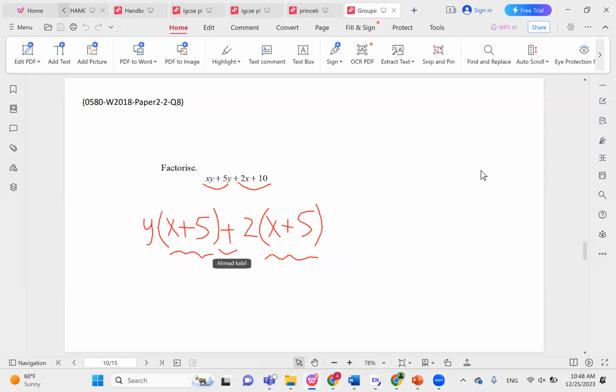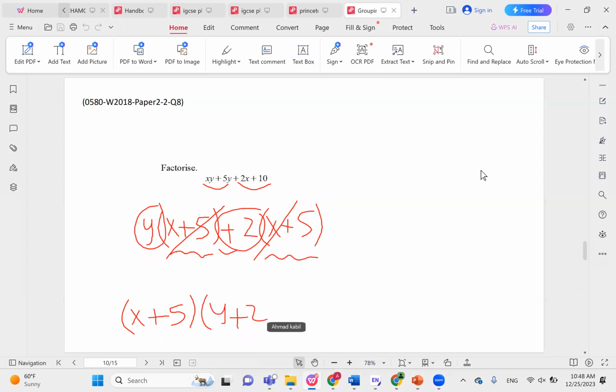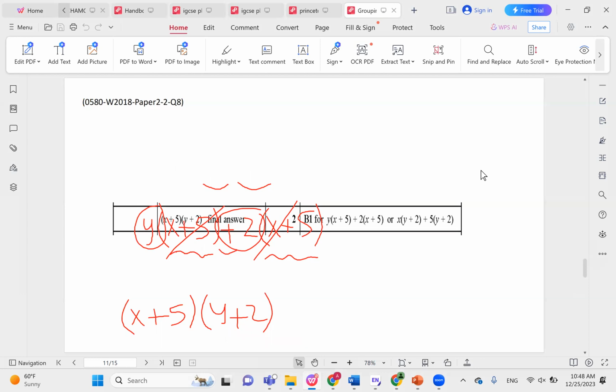So if we cross the bracket out and write it as a common factor, you are left with y plus 2. And this would be our final answer. x plus 5 times y plus 2 is the correct final answer. There it is. So this is successful.